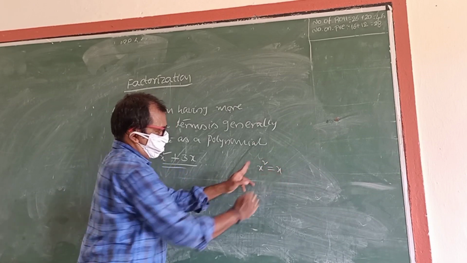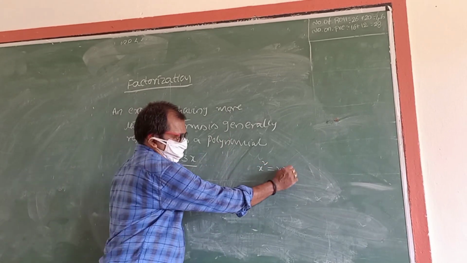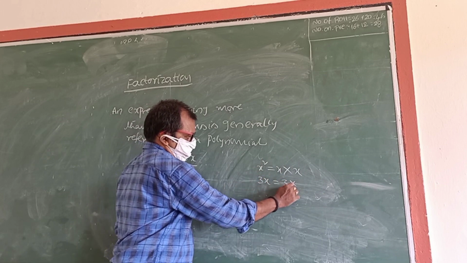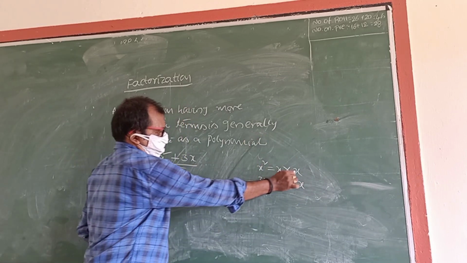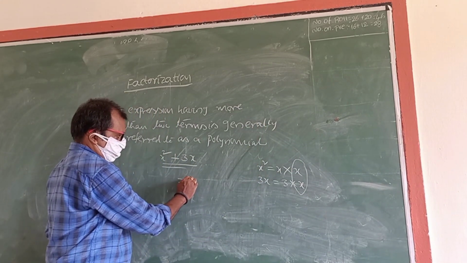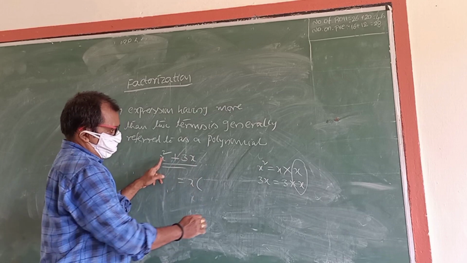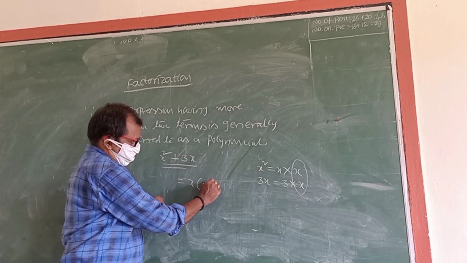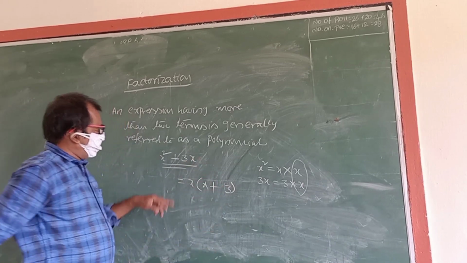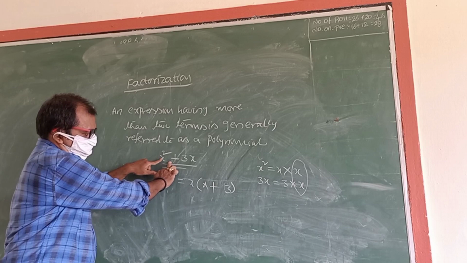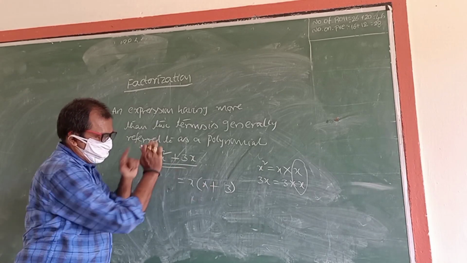Let us split up the first term as a product of its factors. x square is equal to x into x. 3x is equal to 3 into x. What is the common factor which can be found here? x. When you bring out this x as common factor, x into x plus 3. Therefore, x square plus 3x can be split up in the form of x into x plus 3.